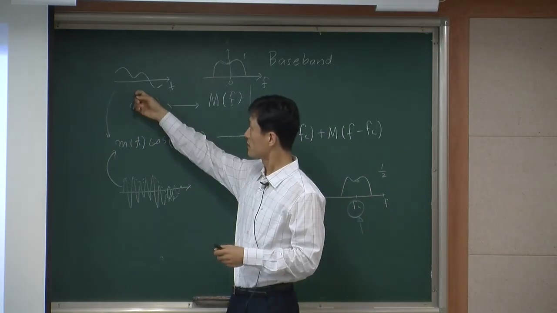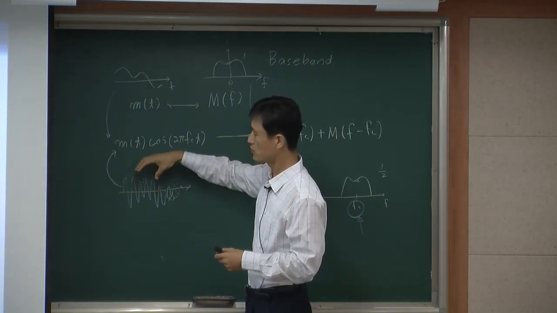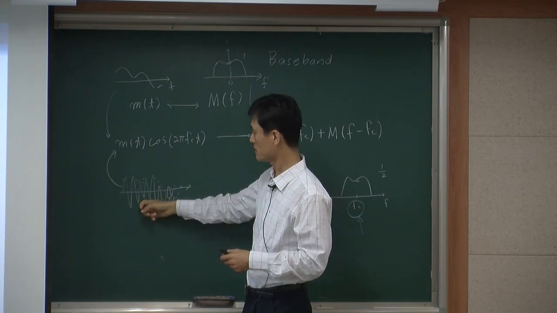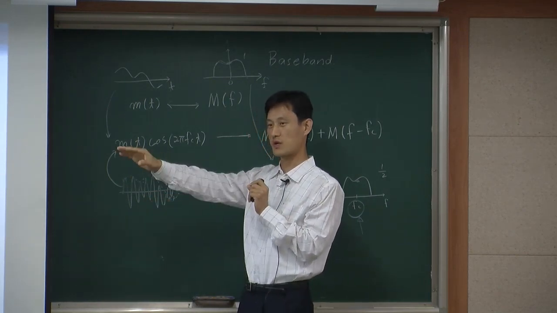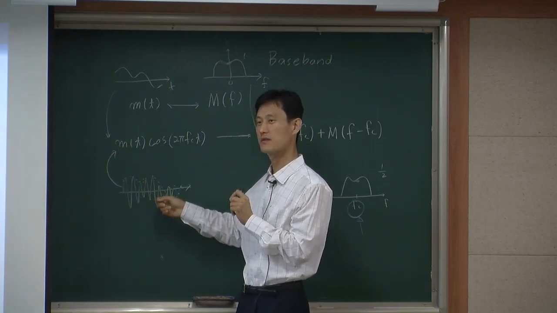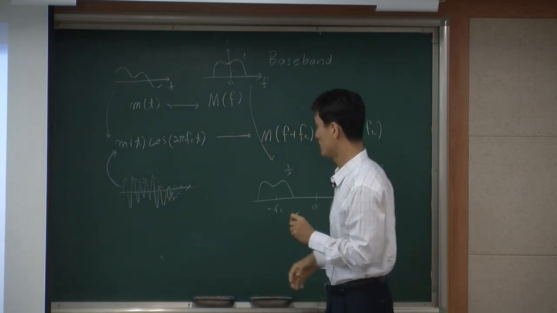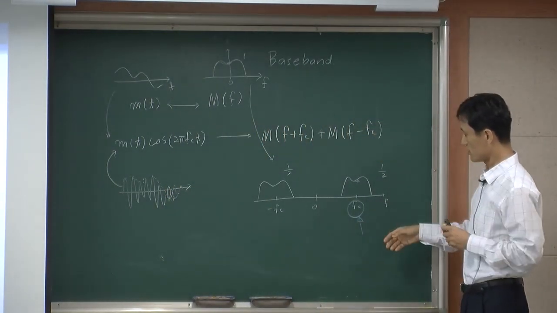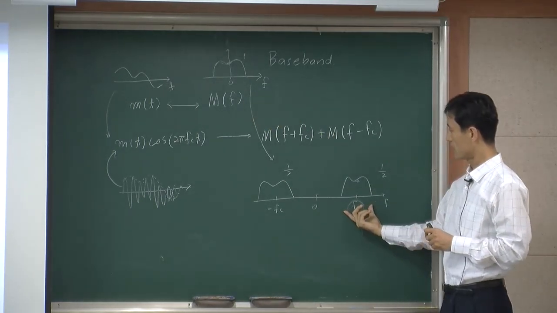First reason, this is your message. We want to load this message into the carrier because this electromagnetic wave or sinusoidal wave is an effective way to transmit. So we want to use this electromagnetic wave. You want to put this message into the carrier. Once you do that, now the energy moves to Fc.